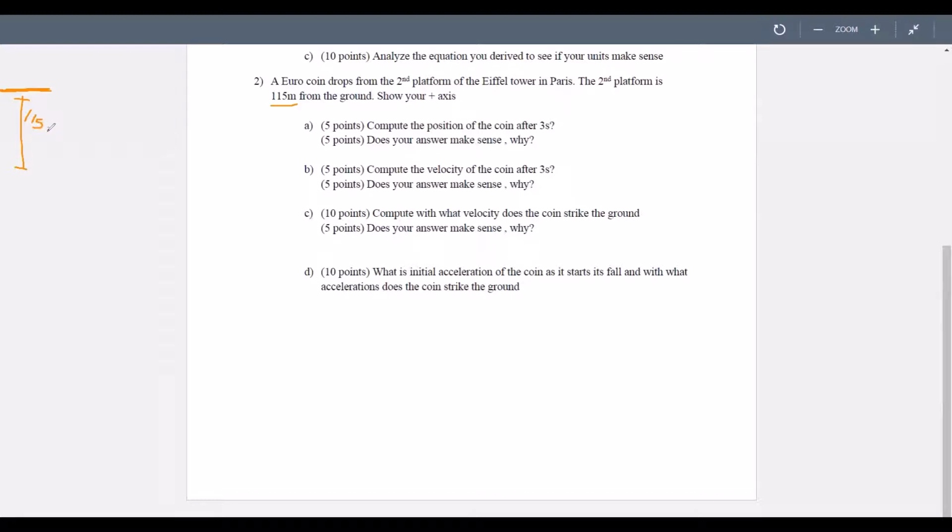So now you can define your axis two ways. You can say, okay, this is my positive x-axis, in which case this one would be 115 up here, and it would be 0 meters down here. Or you can say, nah, this is my positive x-axis, in which case this is 0 meters up here, and then 115 down here.